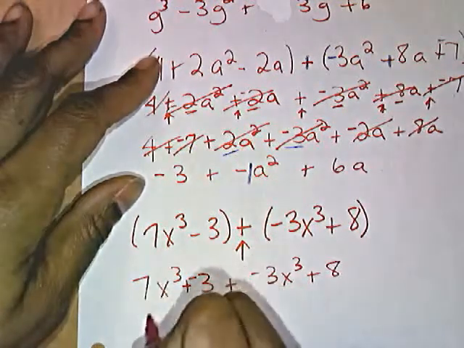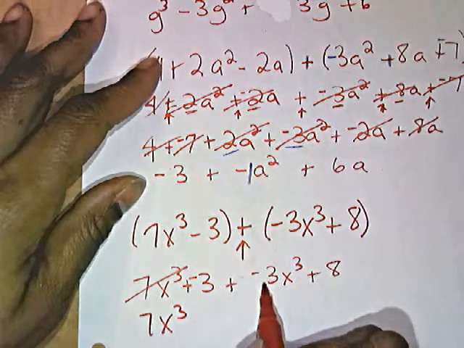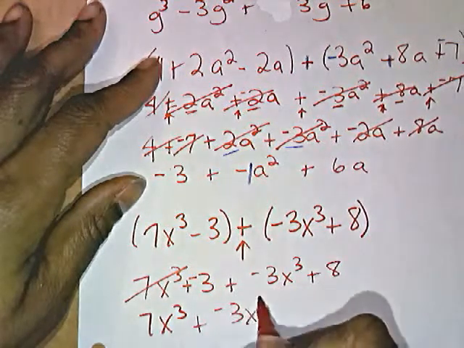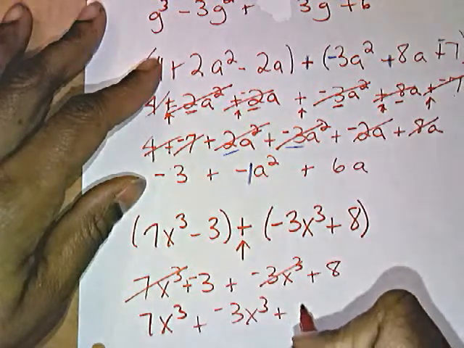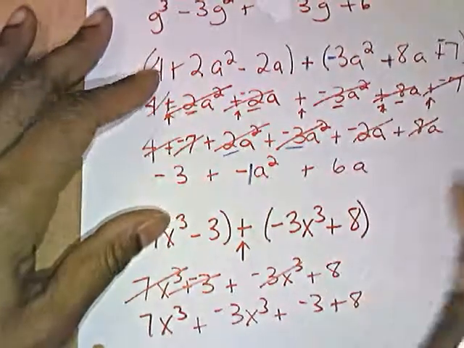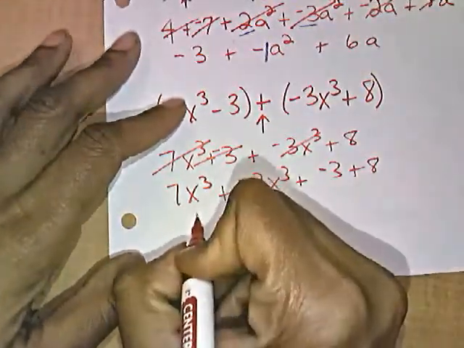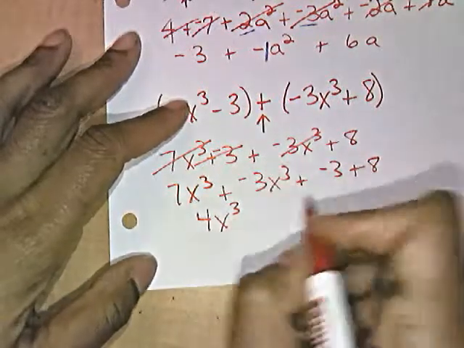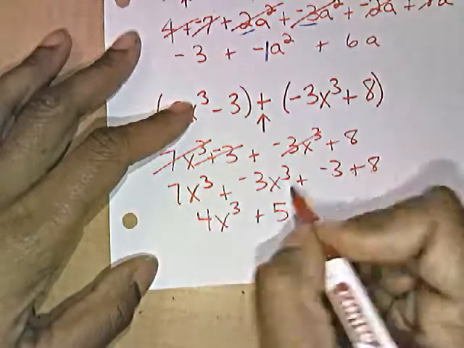Okay? Start off with the first one, 7x to the third. Go through, any more x to the thirds? There's 1. Plus negative 3x to the third. Come back to the beginning. Got anything? Plus negative 3 plus 8. 7x minus 3 is a positive 4x to the third. Negative 3 plus 8 is a positive 5.